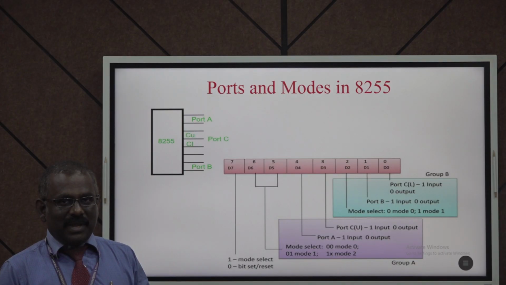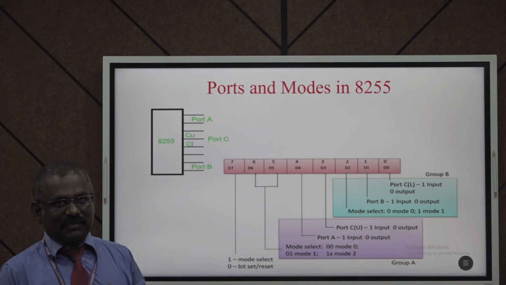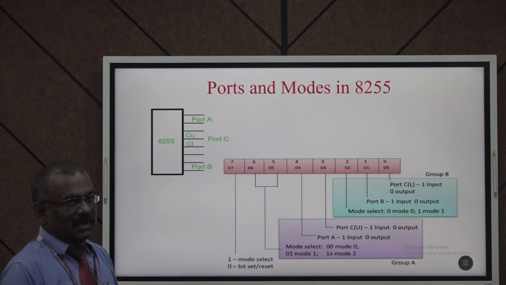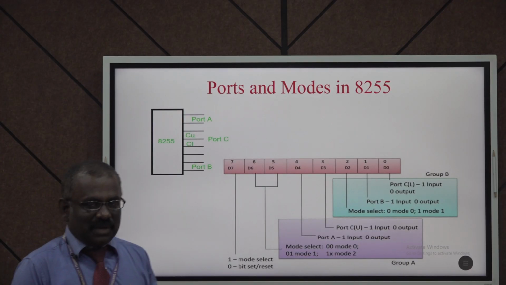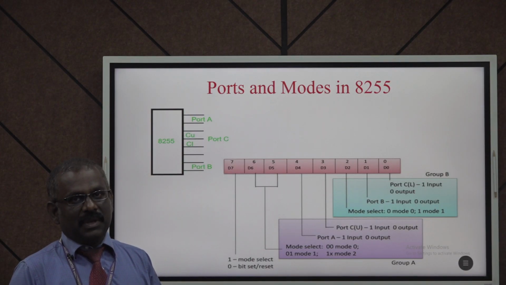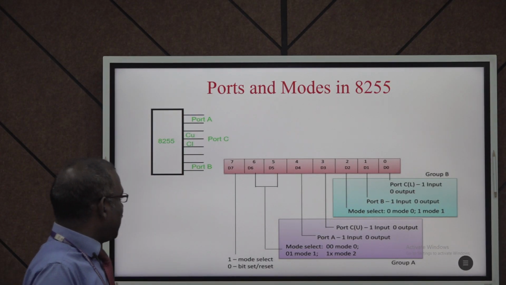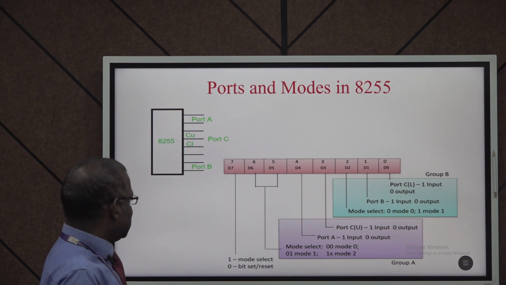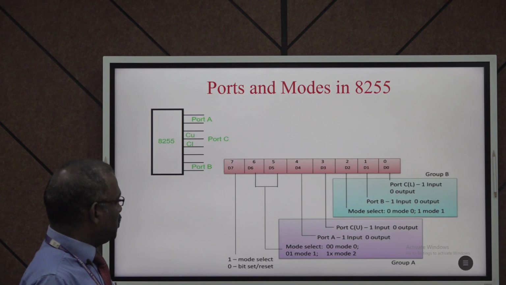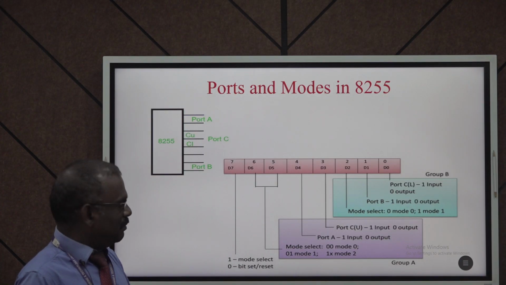In the IO mode, we have 3 further modes of operation of 8255. They are called mode 0, mode 1 as well as mode 2. In the previous lecture on the architecture of 8255, we already grouped the 3 ports as group A as well as group B. In group A, we have port A as well as port C upper, whereas in group B, we have port B as well as port C lower.